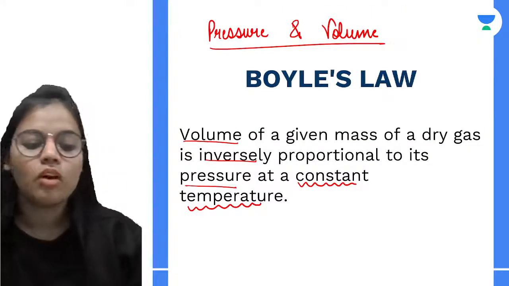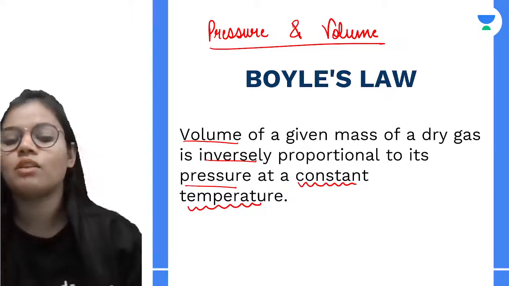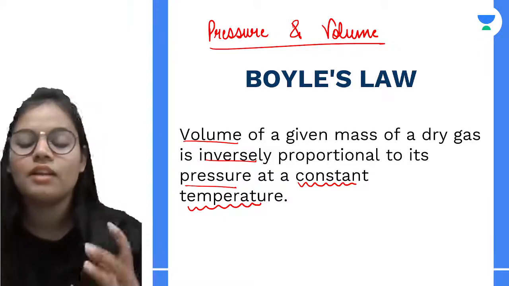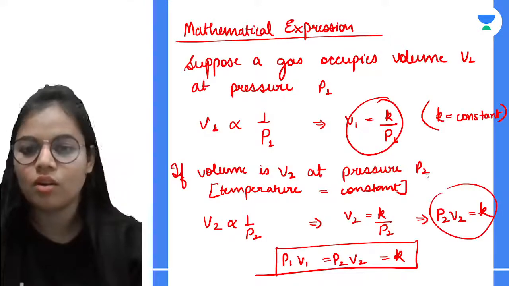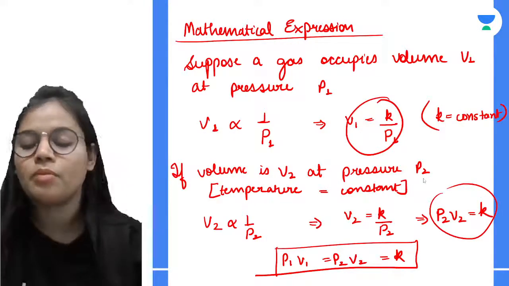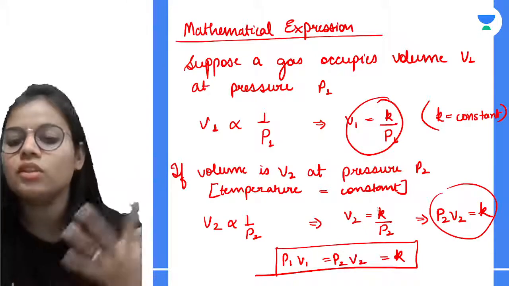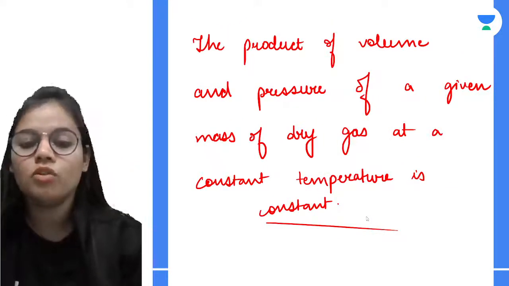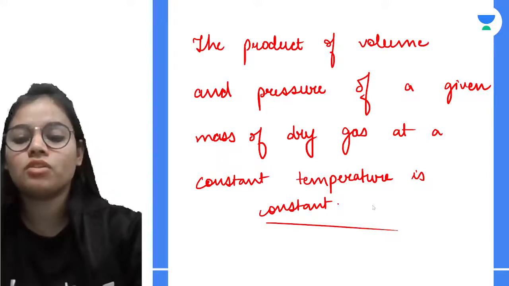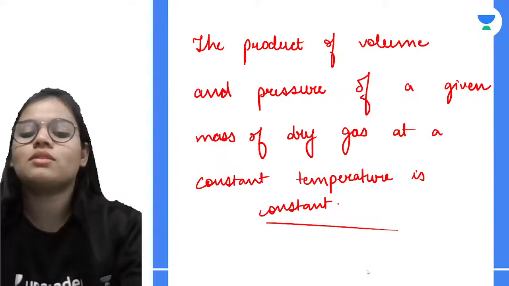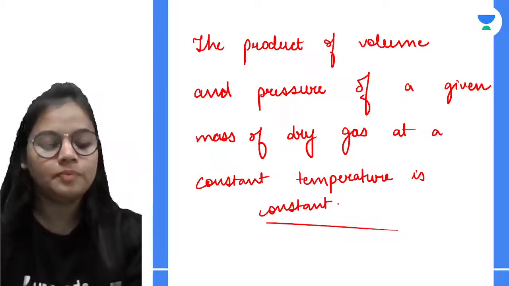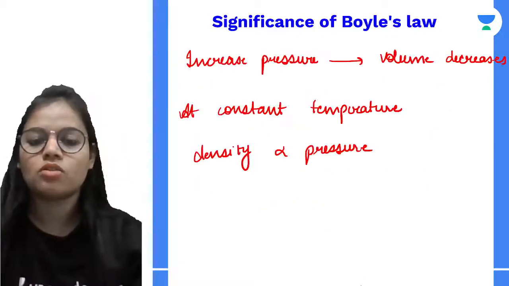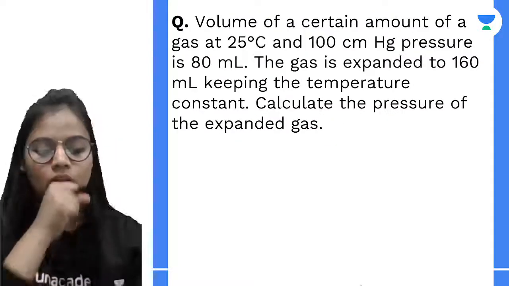Next, we learned about Boyle's law. Boyle's law says that the volume of any given mass of gas is inversely proportional to the pressure, the temperature being constant. So we got the expression P1 V1 = P2 V2 = constant. We can also say that the product of volume and pressure of any given mass of dry gas at a constant temperature is constant. Now let's do some numericals based on Boyle's law.